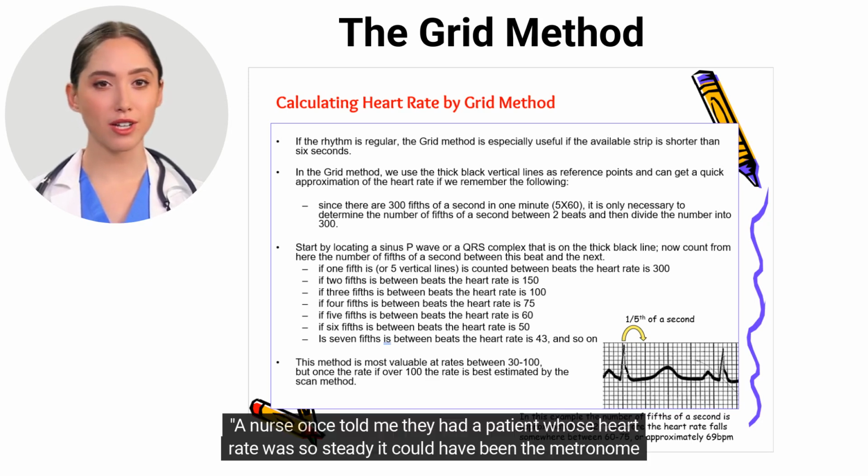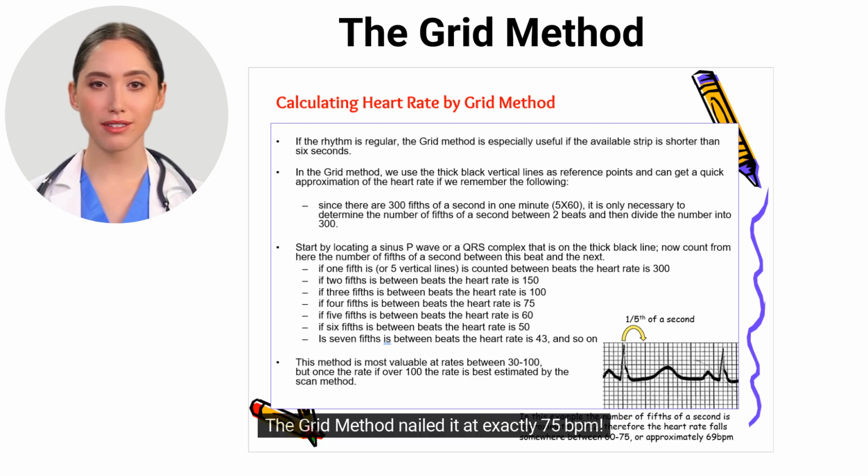Story. A nurse once told me they had a patient whose heart rate was so steady it could have been the metronome for an orchestra. The grid method nailed it at exactly 75 BPM.